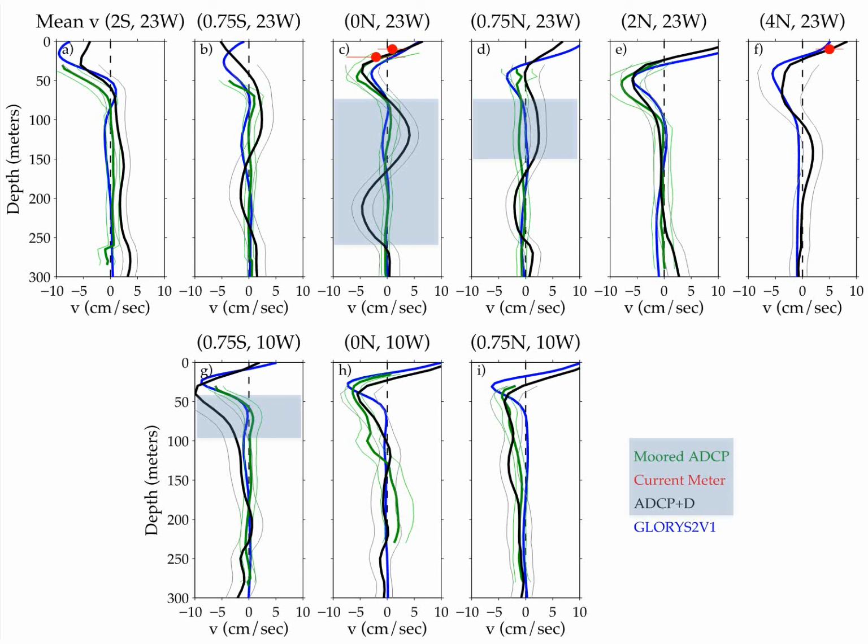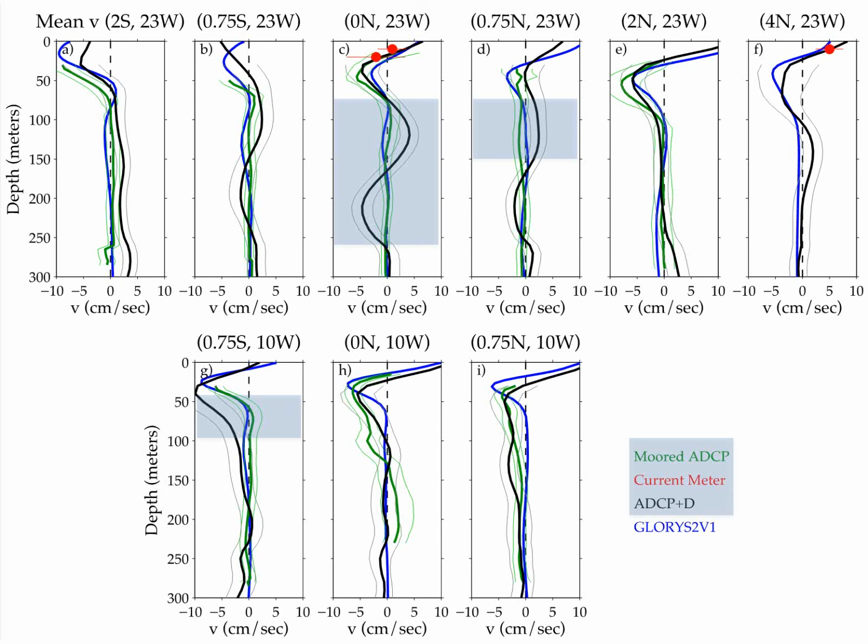There's a lot of information here. The green line is the moored ADCP data. The red symbols are the moored current meter data. The black line plus the error bars is from the shipboard ADCP. And the blue is the model.